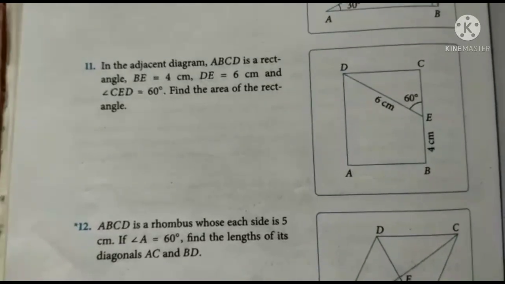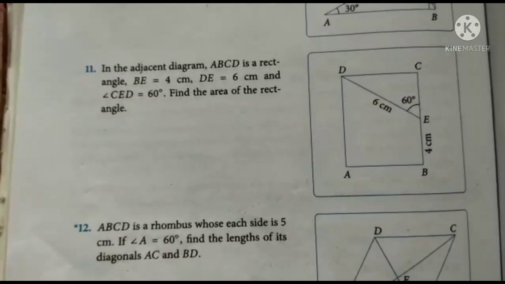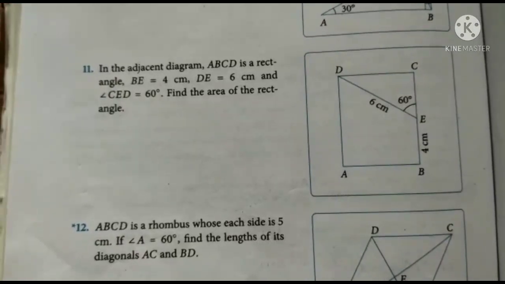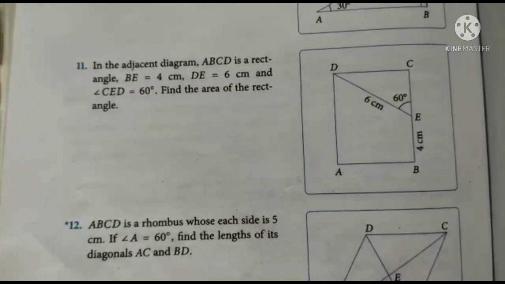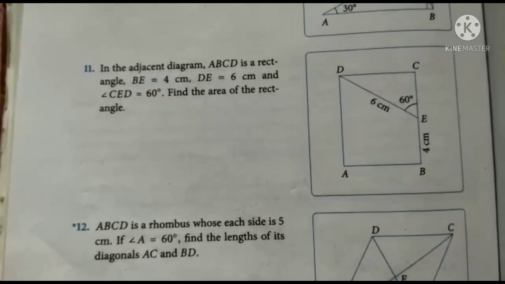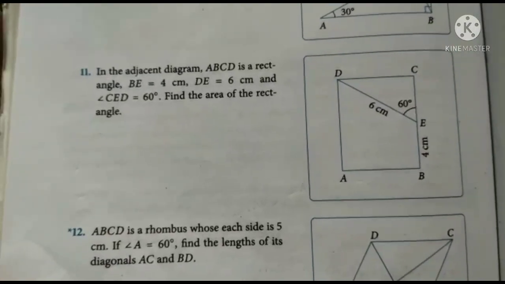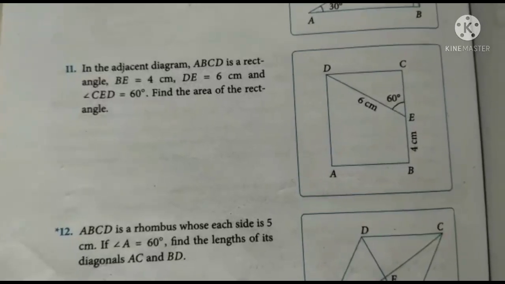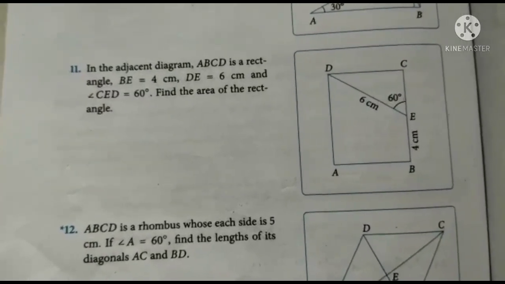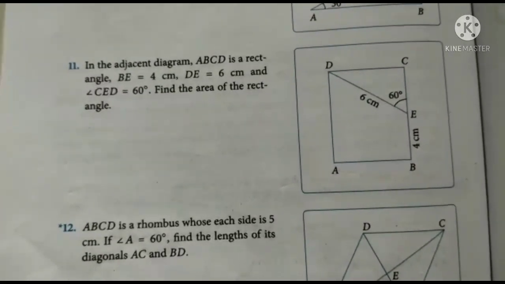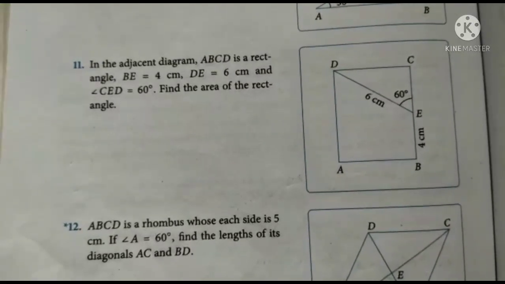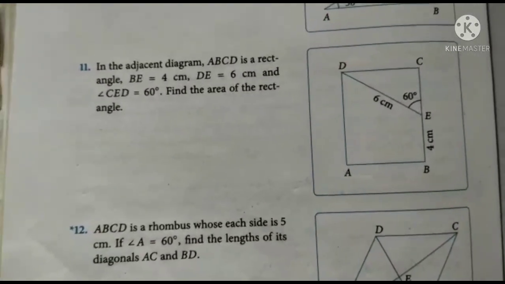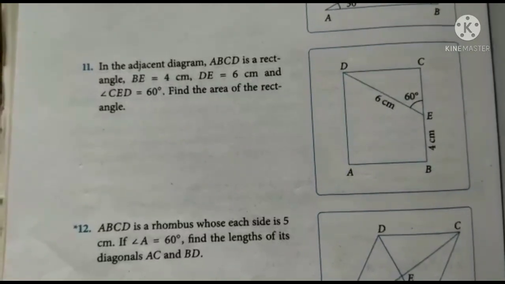So length and breadth we don't know. So at first we have to find the length. That means BC is the length. If we find BC, then we will find AD also, because BC and AD are equal, as it is a rectangle. The properties of a rectangle tell that opposite sides are equal. So if we find the length of BC, then we will find the length of AD also. And if we find AB or DC, then DC will be equal to AB, because opposite sides are equal.